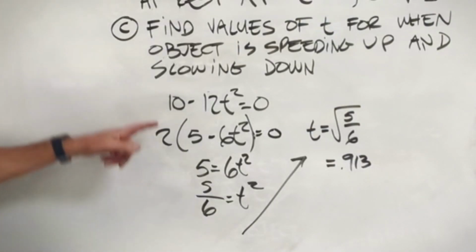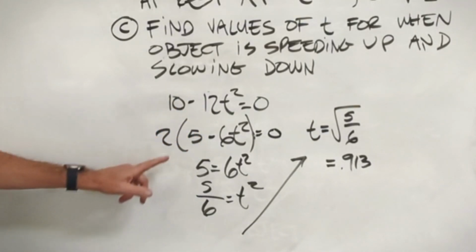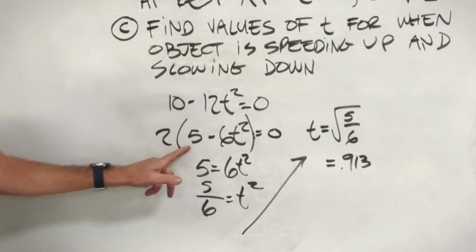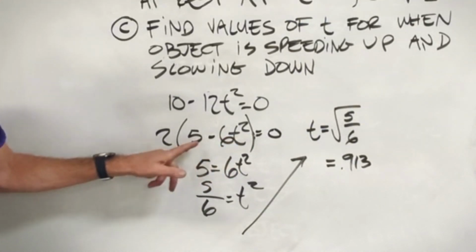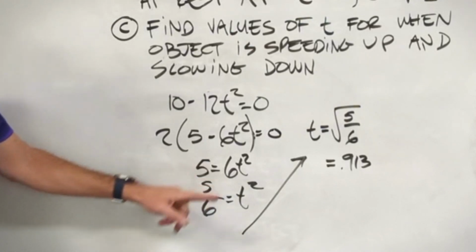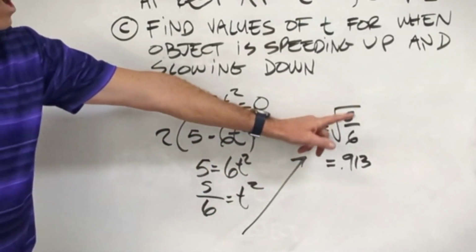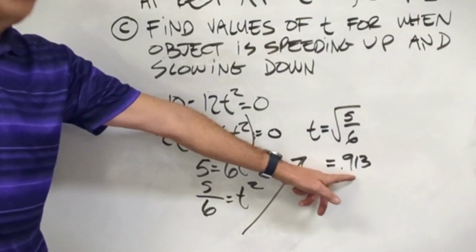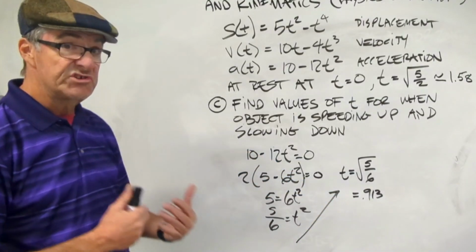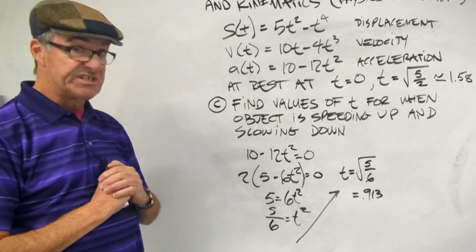Okay, so what I did is I just set this one equal to 0. I factored the 2 out. So I have a 2 outside. That does not impact us because there's no variable here. So all we've got to do is figure out when this part is 0. So I went ahead and set that equal to 0. I moved my 6t squared over, divided through, took a square root, and I have square root of 5/6. So that's 0.913 seconds. So that's the point at which our particle goes from accelerating to decelerating.